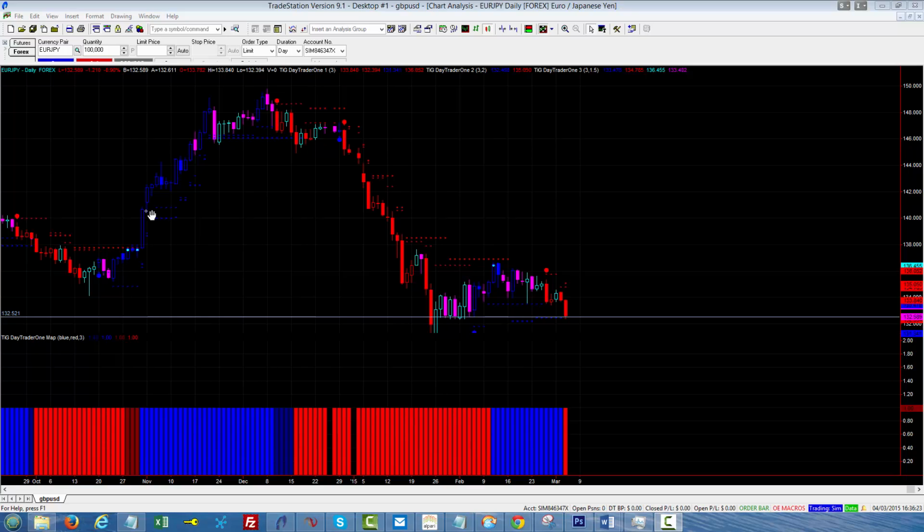We've got the coloured bars, which is when the bars are coloured blue or red, which tells us the market's trending. And then we've got the magenta and cyan bars, which tells us that the market's actually ranging and it's not a good time to enter at this point.